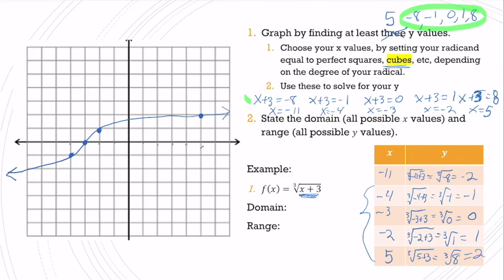Our domain goes from negative infinity to positive infinity. And our range also goes from negative infinity to positive infinity. So when working with cube roots, the most important thing is to set your values under your radicand equal to perfect cubes. And here are the first few perfect cubes.